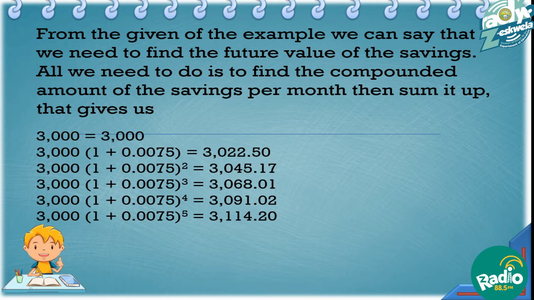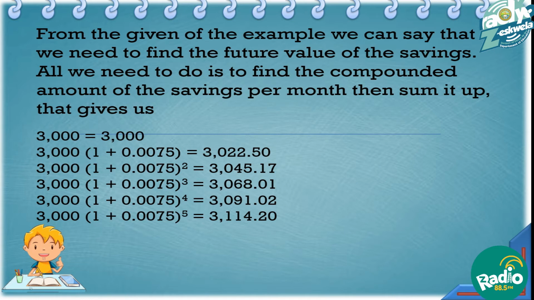For the second month, using the compound interest formula, we have 3,000 times 1 plus 0.0075 raised to the power of 1, and that is equal to 3,022.50. For the third month, that is 3,000 times the quantity of 1 plus 0.0075 raised to the power of 2, and that gives us 3,045.17. For the fourth month, that is 3,000 times the quantity of 1 plus 0.0075 raised to the power of 3, and that gives us 3,068.01.